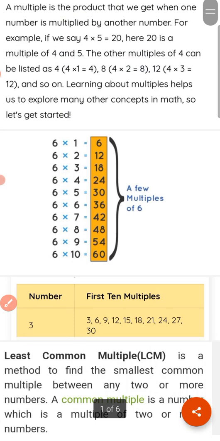So children, a multiple is a product that we get when one number is multiplied by another number. Least common multiple is a method to find the smallest common multiple between any two or more numbers.